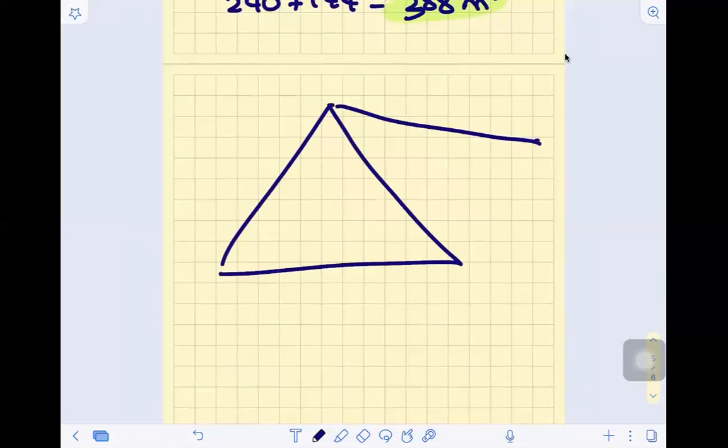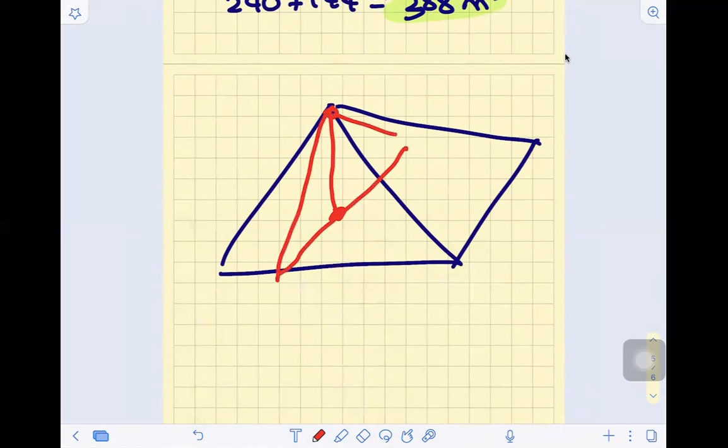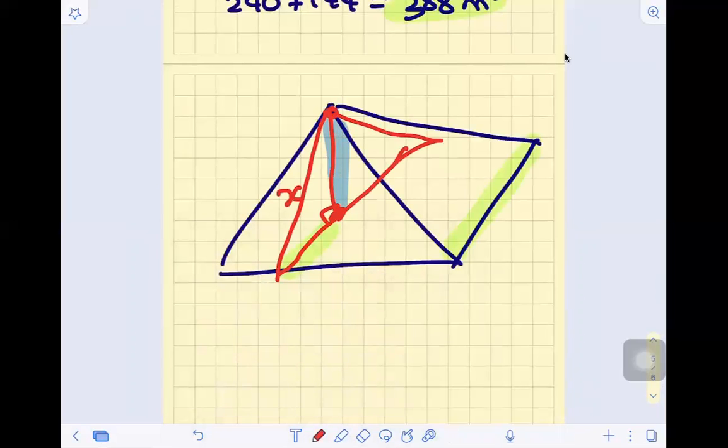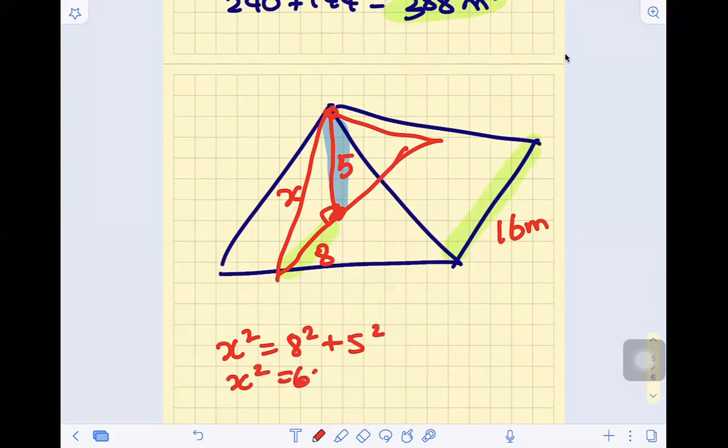So just to make it really clear, if you are given the height of the pyramid and you need to find this sloping edge here, then you'll need to get this length here, which is half of that one, and you'll be given the height of the pyramid. So say this was 16 meters, that would be 8. And say this was, let's say 5 meters, then x squared would be 8 squared plus 5 squared. x squared is 64 plus 25, which is 89. So x is root 89.